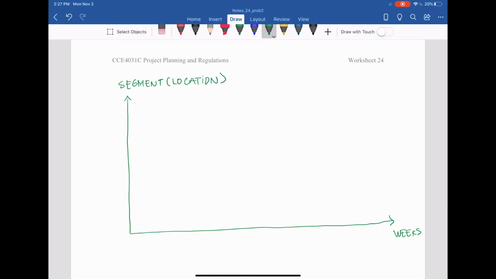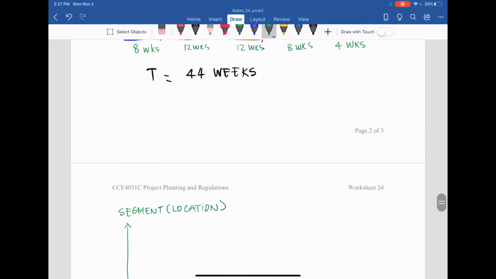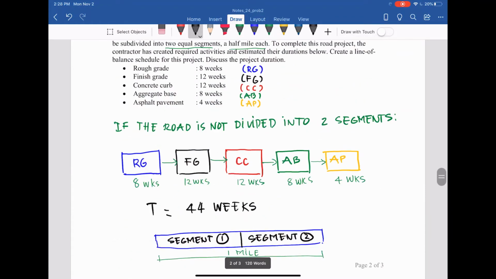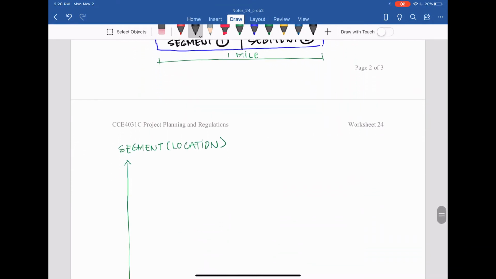And that's why they call it location-based scheduling. So what does that mean? When I show you in that scenario, we have the road, let's say 1 mile. This is a 1 mile road, and they divide it into 2. So we have the first segment, which we call segment number 1, and then we have segment number 2, and that is what they call dividing into 2 equal segments. So 1 mile, 1/2 mile each of the total 1 mile.